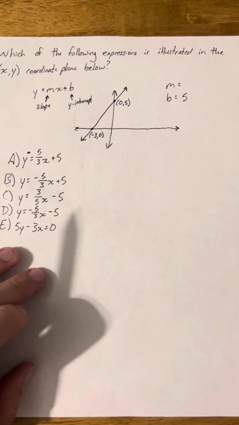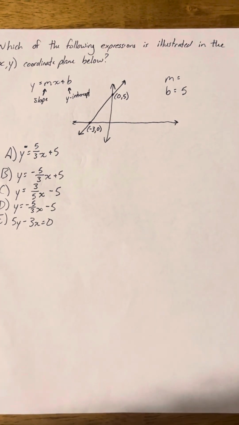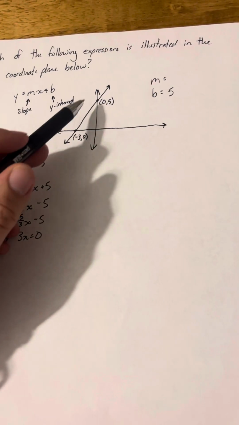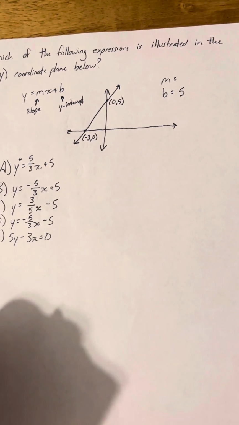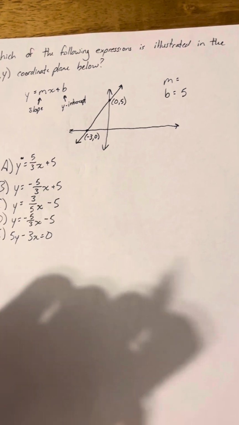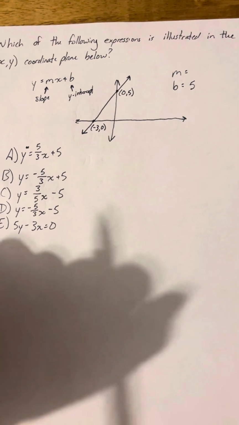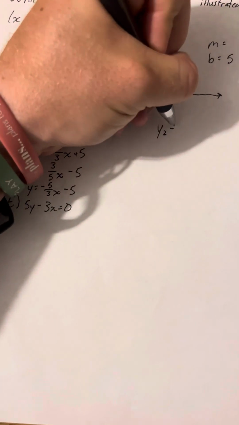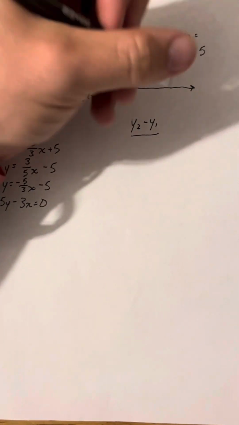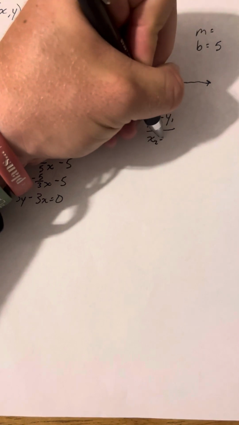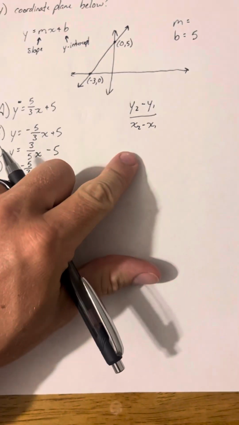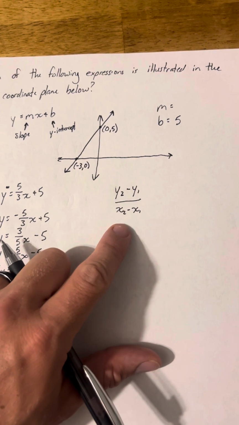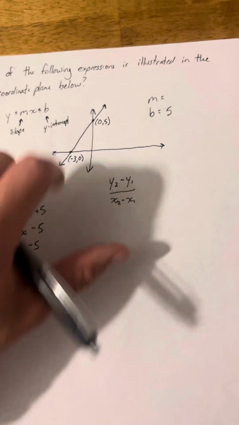All right, so let's go ahead and talk about how we find slope. Remember, to find slope, if you're given 2 points, which we are here, -3, 0, and 0, 5, all you have to do is use your slope formula, which is y2 minus y1 over x2 minus x1, okay? This is your slope formula that you use in order to find the slope of 2 points on a line.